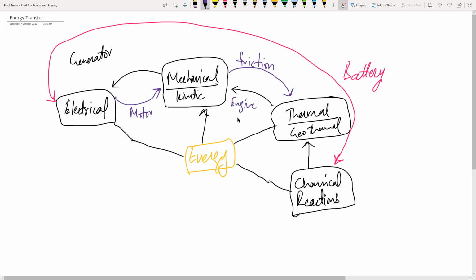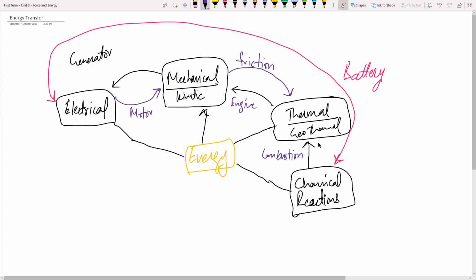Thermal can be converted into mechanical using an engine, right? We call it a combustion engine, and chemical is converted into thermal using combustion. That's why we call those combustion engines, because they convert chemical to thermal to mechanical, right? So hence the name combustion engine.